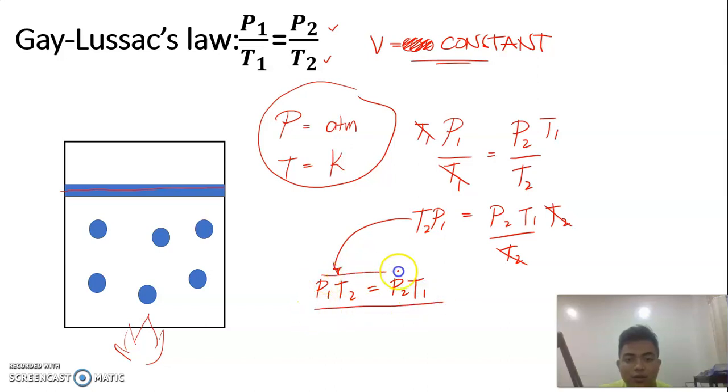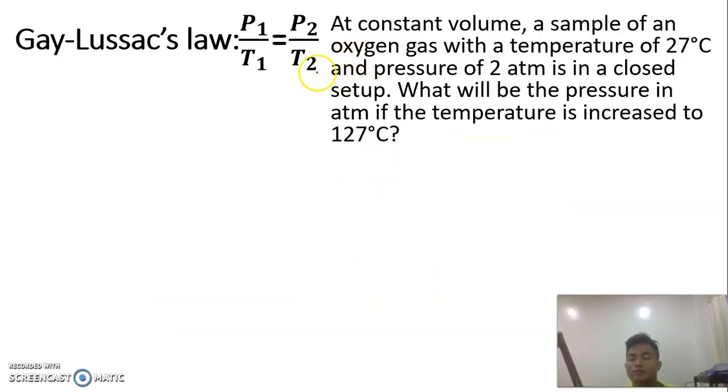This will be the formula that we are going to use for all of the 4 problems that we are going to encounter today. And again, if you want to pause on the video to try to solve first before looking at how I solve the problem, then you may do so. So let's start with the first problem. At constant volume, remember the volume will be constant, a sample of an oxygen gas with a temperature of 27 degrees Celsius and pressure of 2 atmospheres is in a closed setup. What will be the pressure in atmospheres if the temperature is increased to 127?